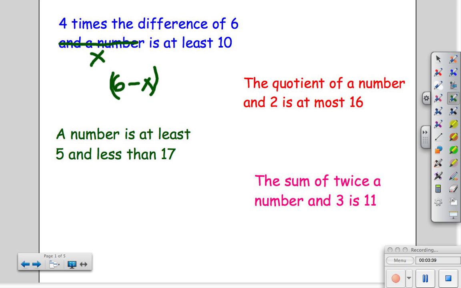At least 10. So if it's at least 10, it could be 10. It could be 11, it could be 15, it could be 1,987 3/10. So it could be greater than 10, or it could be equal to 10. So there's my first inequality.